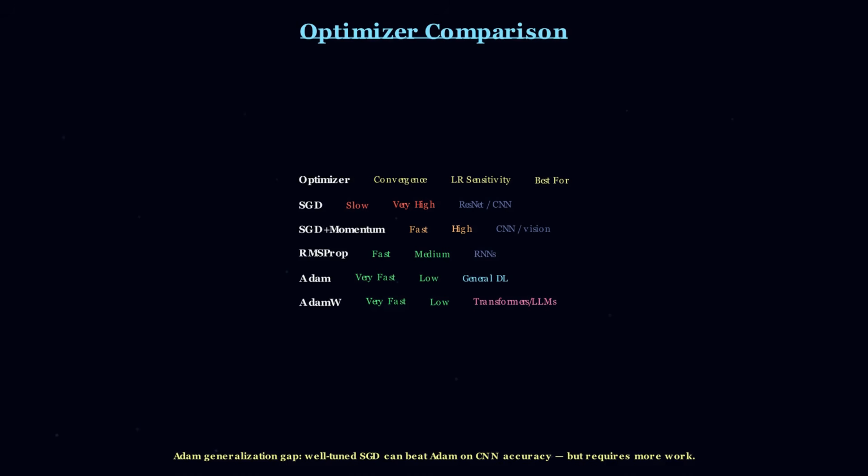Rule of thumb: Use AdamW with cosine decay and linear warmup for any transformer model. Use Adam for general deep learning. Use SGD with momentum and cosine decay only if you're squeezing every last percent out of a CNN.